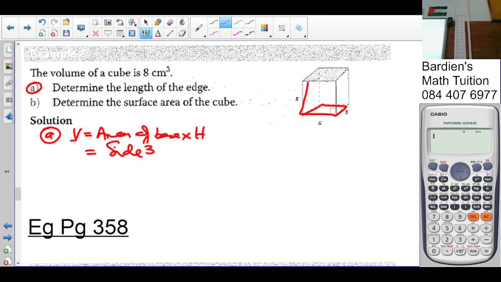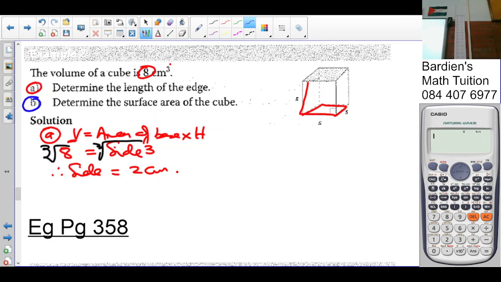But what is the volume given as? 8. So 8 is equal to side cubed. So what is the length of each edge or each side? 2. How do I get that? The cube root of 8. So therefore the length of each side is 2. So it's centimeters cubed is centimeters. You guys understand?